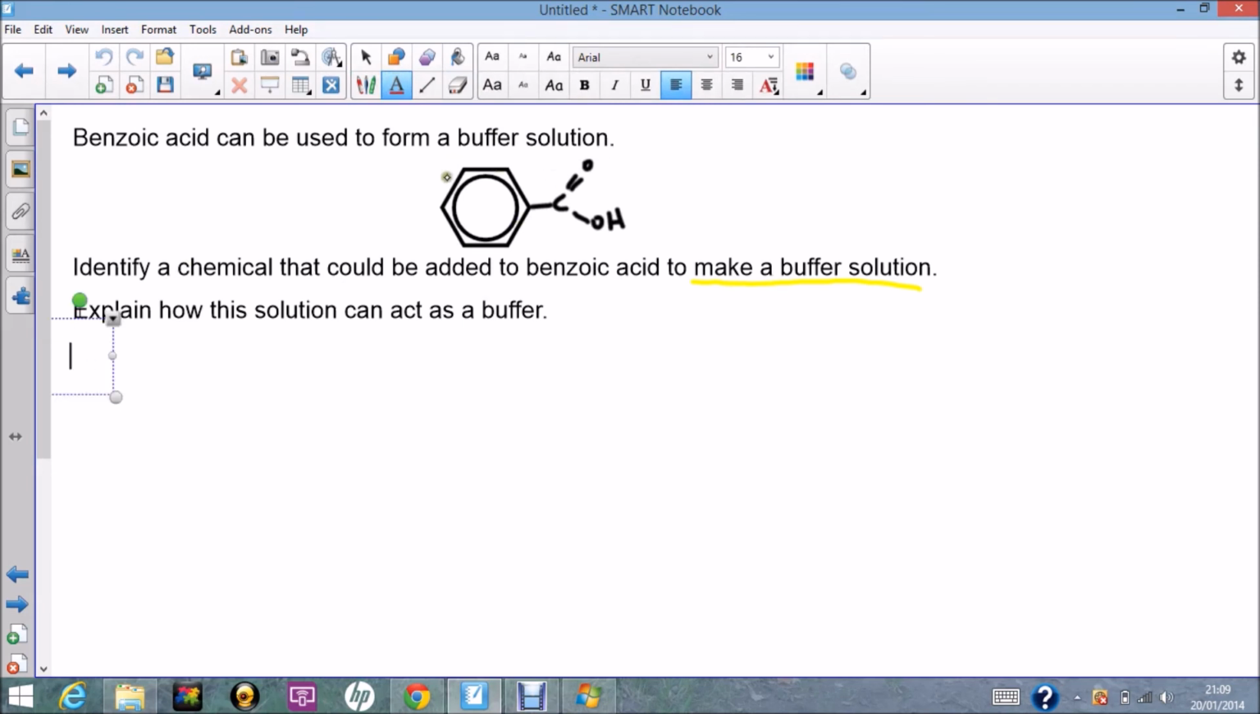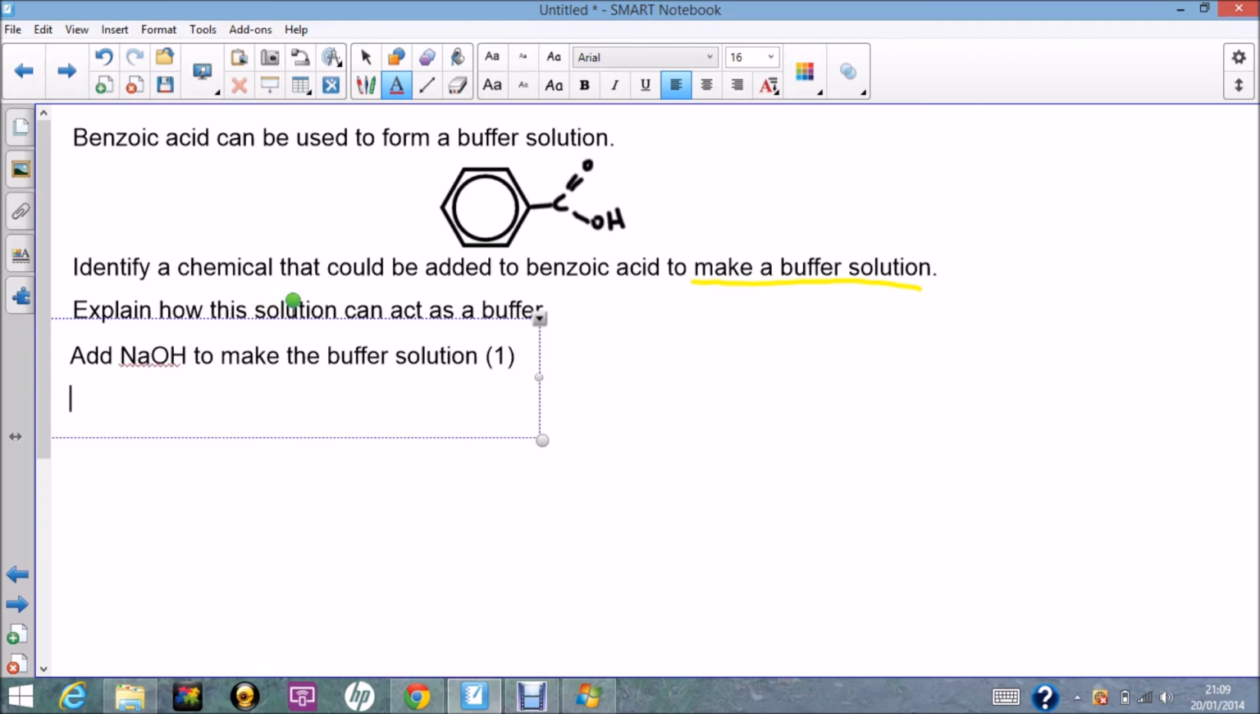Well, if you look at this, even though it looks slightly confusing, at the end of the day, this is a carboxylic acid. And if you remember, we make a buffer by partially neutralising a weak acid with a base or an alkali. So we're going to add sodium hydroxide to make the buffer solution. So we've correctly identified an alkali, so we're going to get 1 mark for that. Then it says explain how this solution can act as a buffer, so we're going to put the buffer equation.